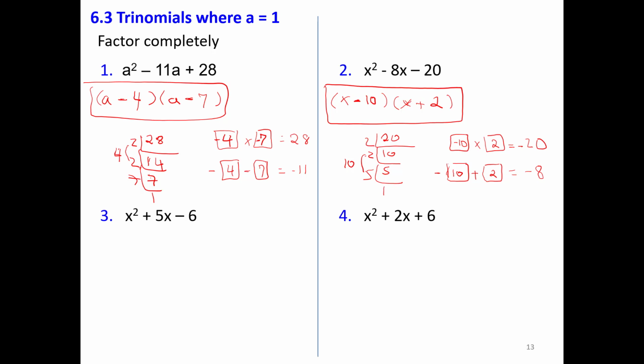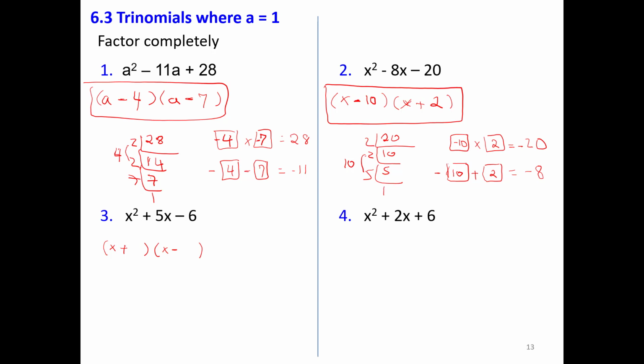And we can do the same thing for the number 3. We know we need x here. This must be positive because this is positive, and the other, positive times negative, should be negative.